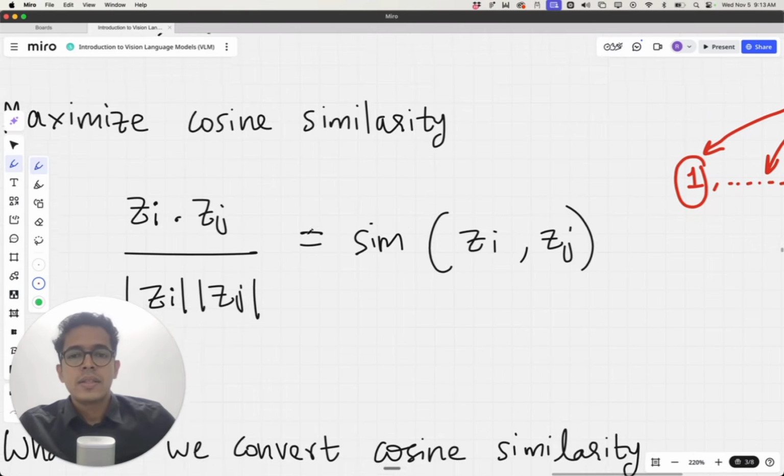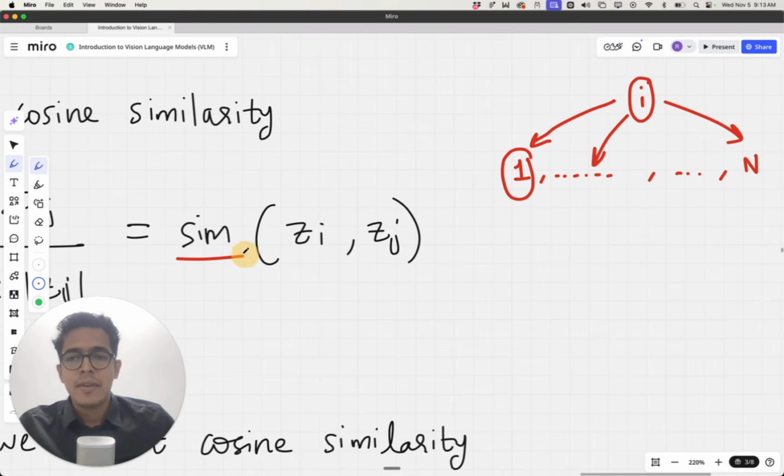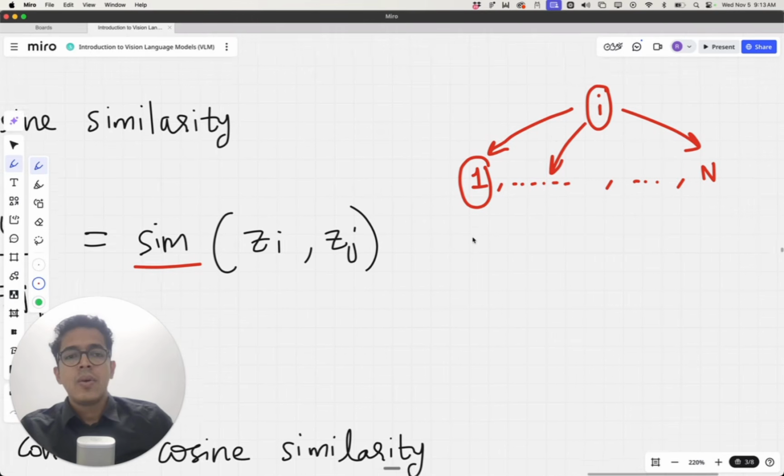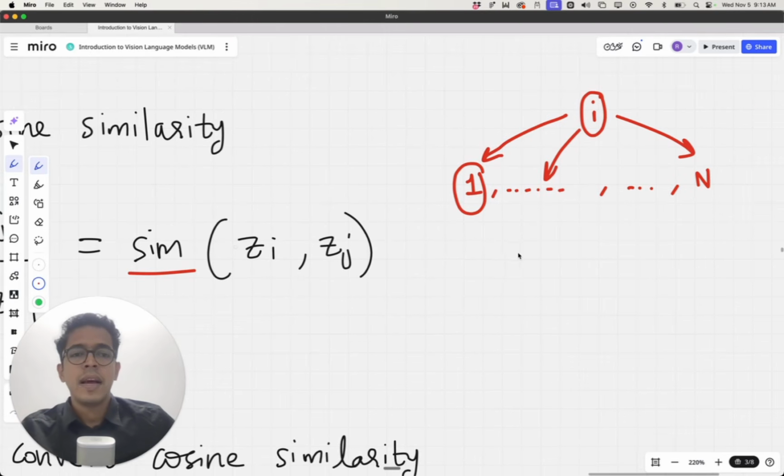You can call this dot product a similarity function, because you can either take a simple dot product without normalizing, or convert it into cosine similarity scores by normalizing. Let's call it a similarity function, sim. Sim of zi comma zj is simply the cosine similarity between zi and zj. Now how many pairs will we have here? We will have n minus 1 pairs, because i and 1 is a pair, i and 2 is a pair, i and 3 is a pair. i and i is not a pair, because between image i and image i itself the cosine similarity will obviously be high, so we don't care about that. So we'll have n minus 1 pairs, right?